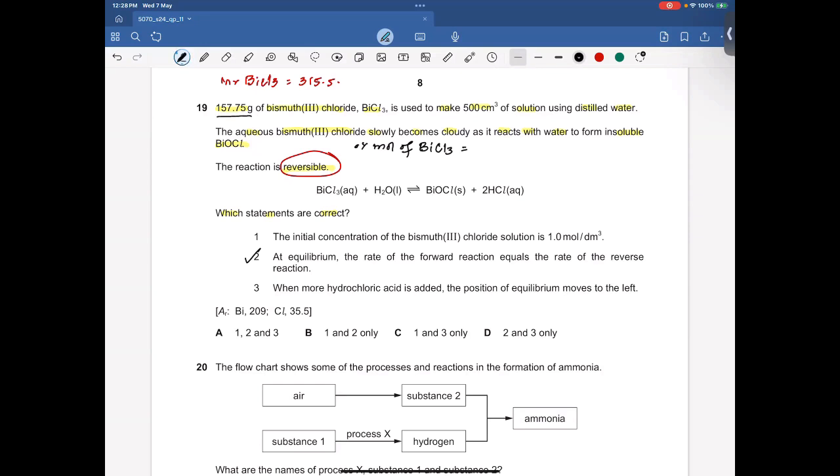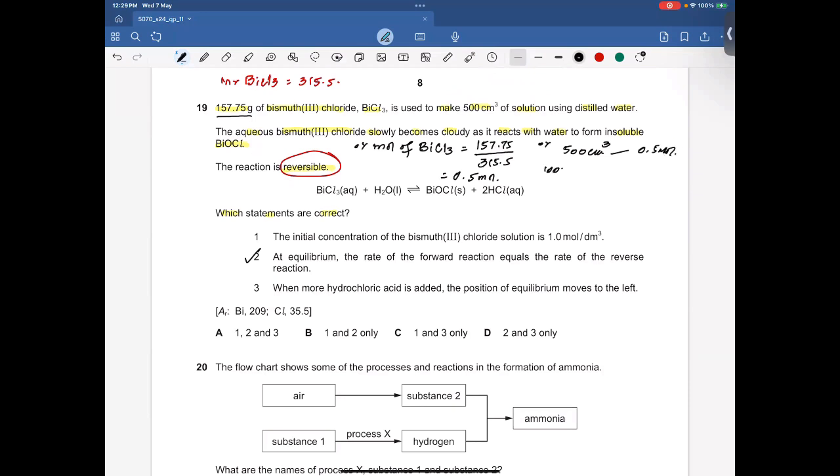So mass is basically 157.75. Now we need to divide it by MR, which is 315.5. So 157.75 divided by 315.5, the answer is going to be 0.5 moles. In the second step, these moles are in 500 cm cube of solution. So in 500 cm cube of solution, we have 0.5 moles of bismuth chloride.